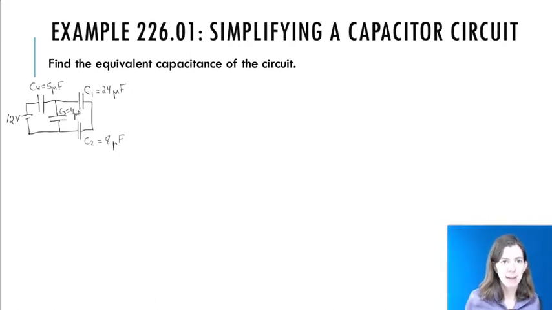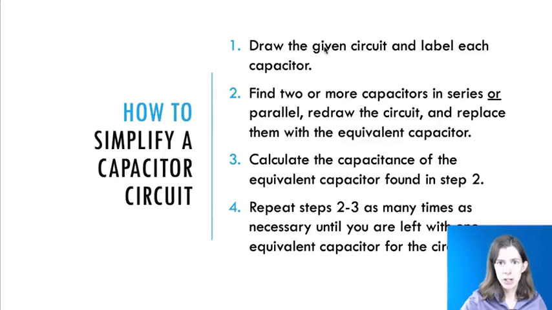The problem says find the equivalent capacitance of the circuit. You see in the circuit there are 4 capacitors and they have been labeled with a number as well as their value. If your capacitors are not labeled, I find it really helpful to label them C1, C2, etc. So that's the first step. Draw the given circuit and label each capacitor.